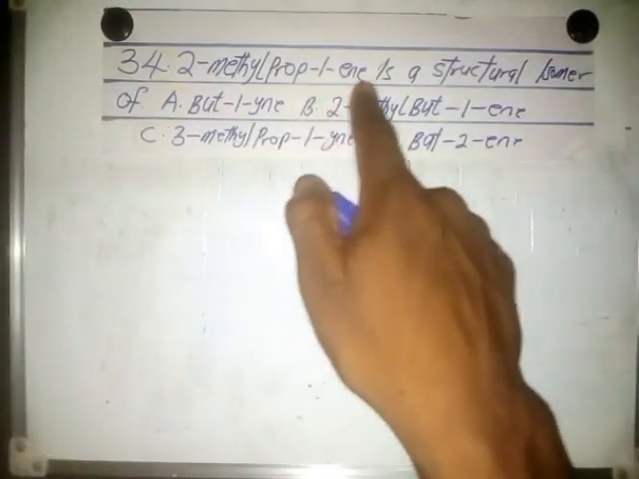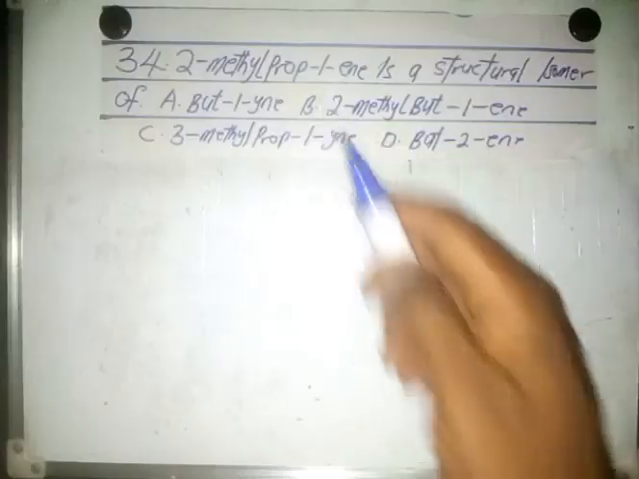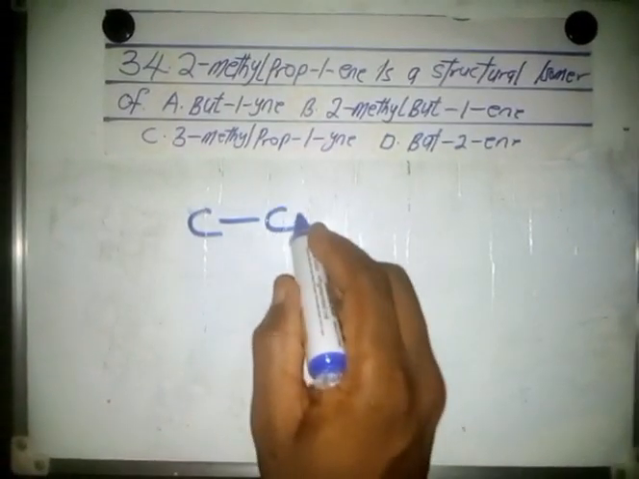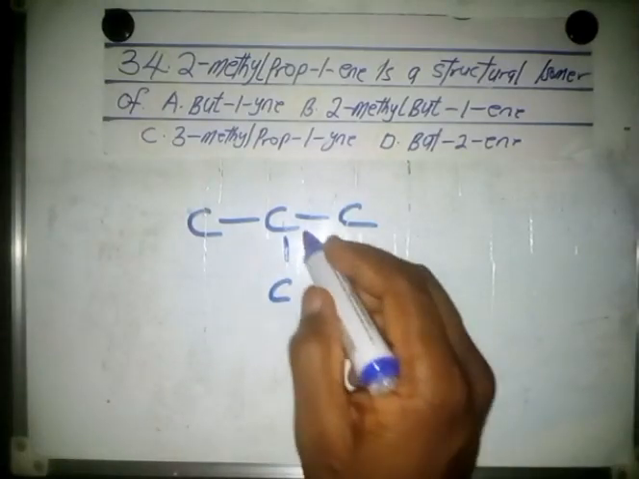24. 2-methylprop-1-ene is a structural isomer of. First of all, let's draw the structure of 2-methylprop-1-ene. Prop is 3. 1, 2, 3. 2-methylprop-1-ene.